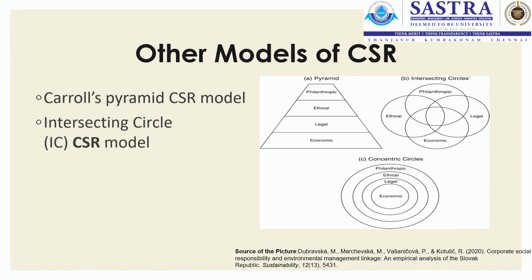If we look at the intersecting circle model, from the diagram we can see that we don't have any order of importance here. Of course, we do have all the activities as mentioned in the pyramid model. Even in this particular model, we have the ethical activities, legal activities, economic activities, as well as the philanthropic activities. We can see that they don't talk about which one is very important and which is the least important. That kind of perspective is not told in this particular model.